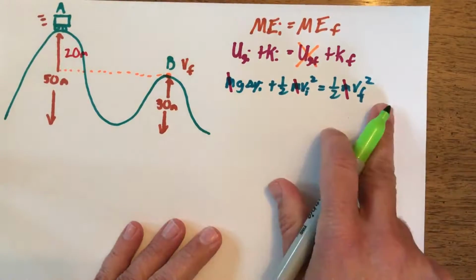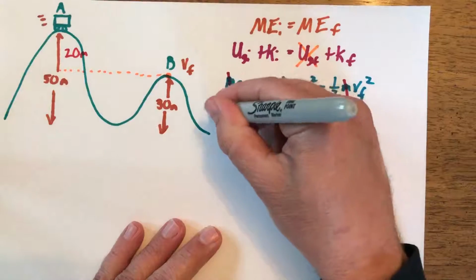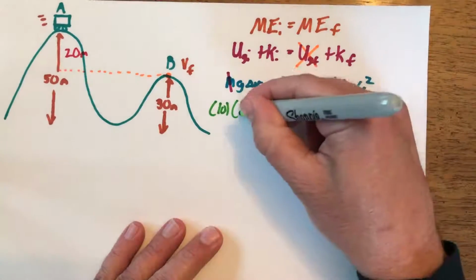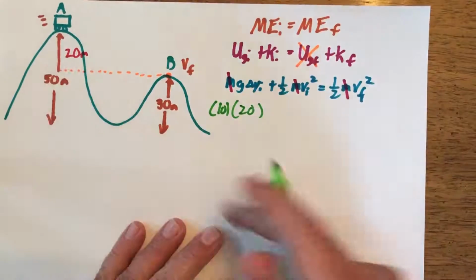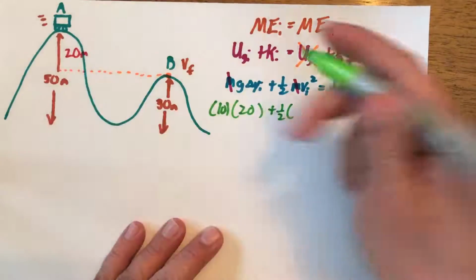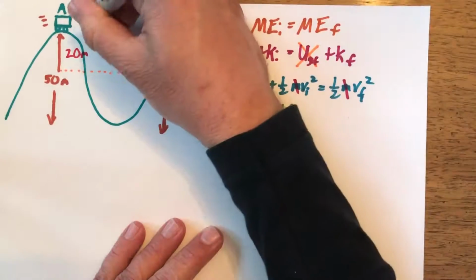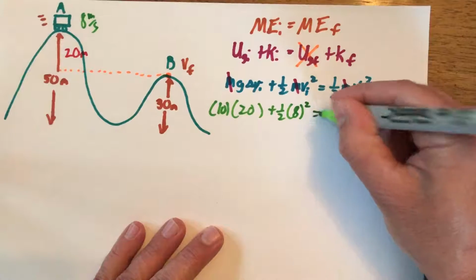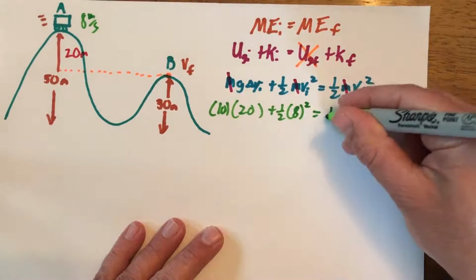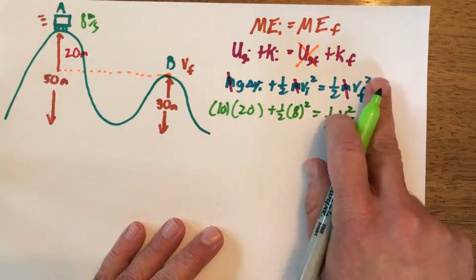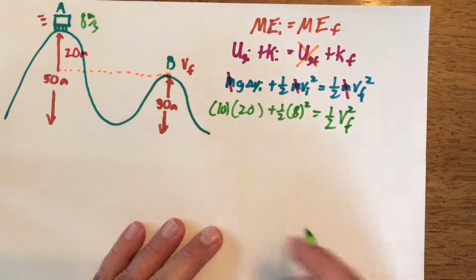So now let's start to plug in with all these numbers here. So acceleration due to gravity is 10. The initial height, remember, is going to be 20 meters, not 50. And then 1/2, they gave us the initial velocity. Up here, they said it was going 8 meters per second to begin with. So we'll plug our 8 in for our initial velocity. Don't forget that it's squared. And then we're looking for our final velocity. Don't forget that it's squared. How fast is it going right there?